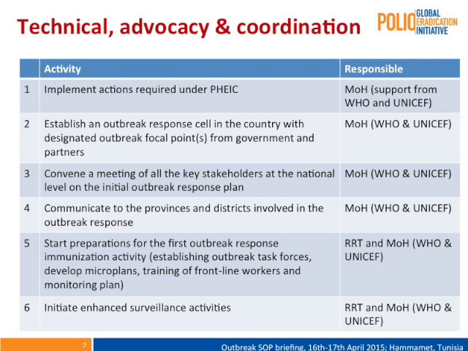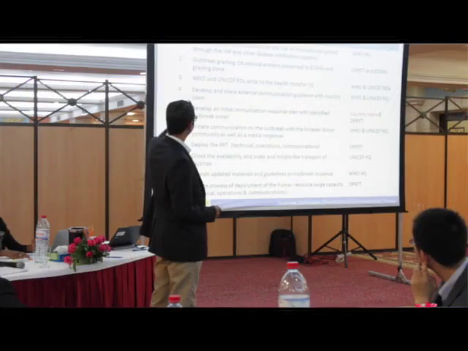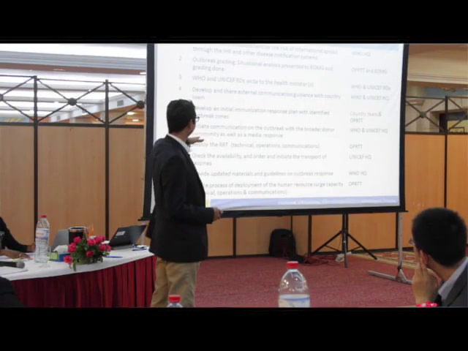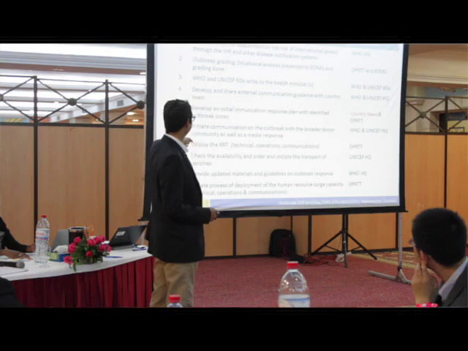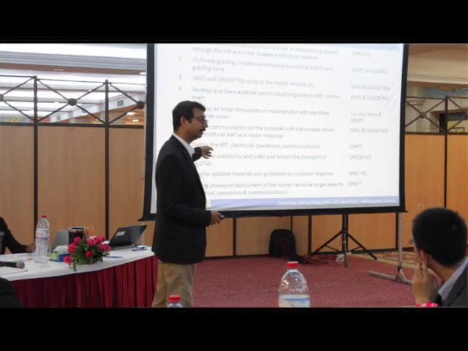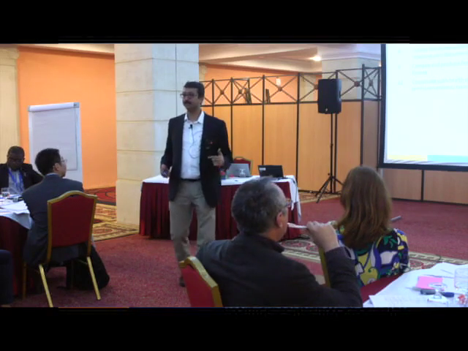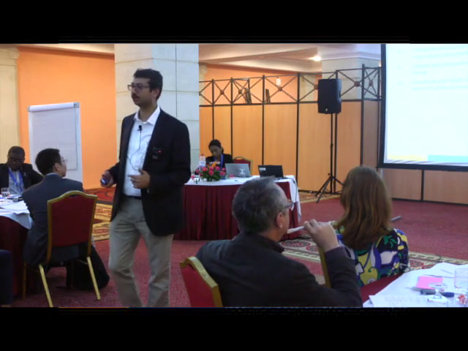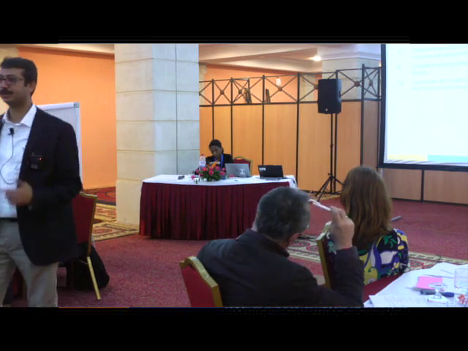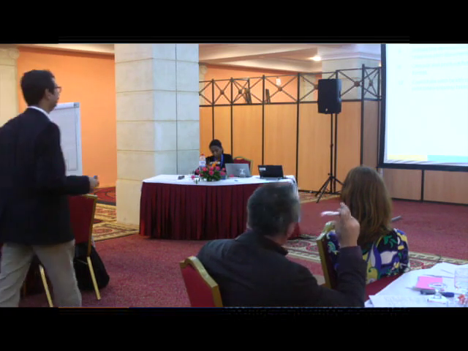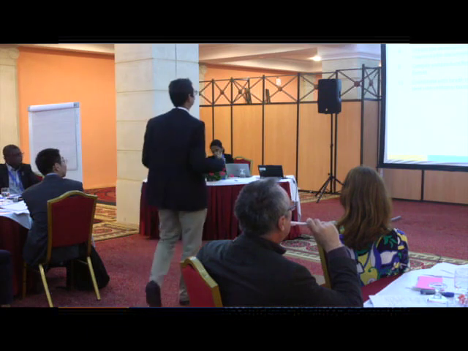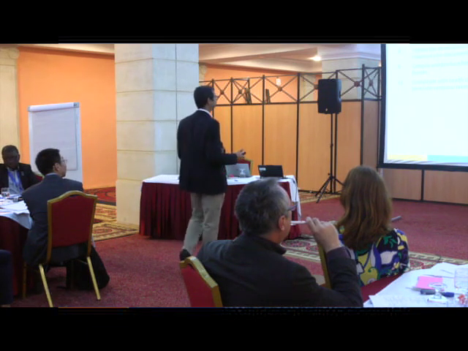Then start preparation for the first outbreak response immunization activity, and it has many subtasks. You should have a task force for overall coordination, you should develop a micro plan, you should start planning for the training, and you should start planning for the monitoring, and initiate enhanced surveillance activities. By this time, the report of that detailed investigation, including epi and social, should be finalized and shared across the partnership. Then initiate the development of a 6-month outbreak response plan.